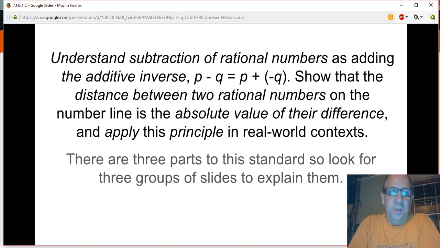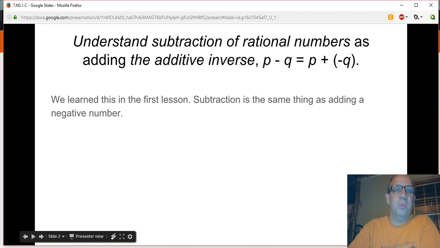The whole standard is: understand subtraction of rational numbers as adding the additive inverse, p minus q equals p plus a negative q. Show that the distance between two rational numbers on the number line is the absolute value of their difference, and apply this principle in real world context. So the three parts, let's go with part number one.